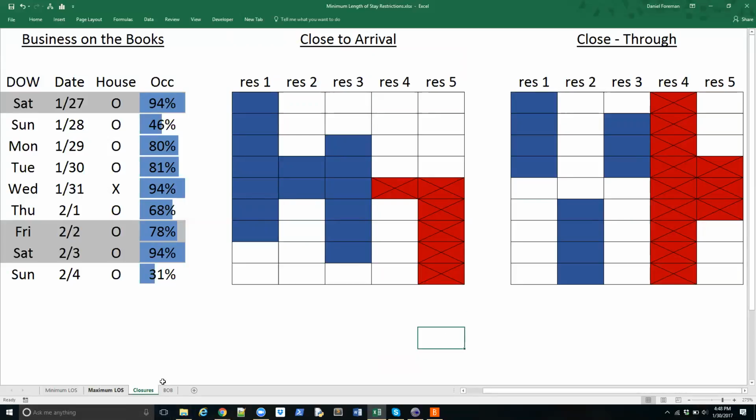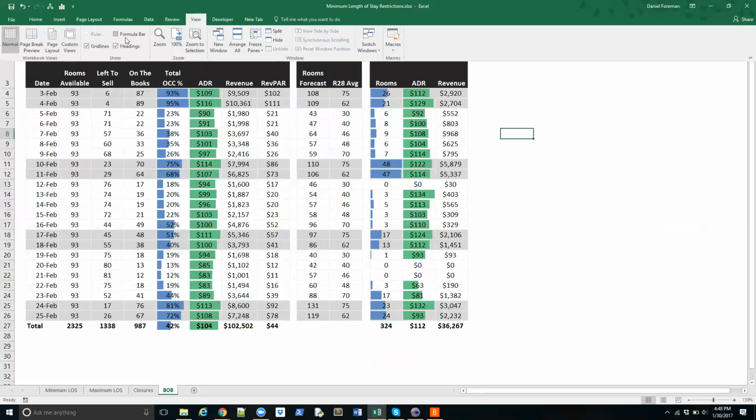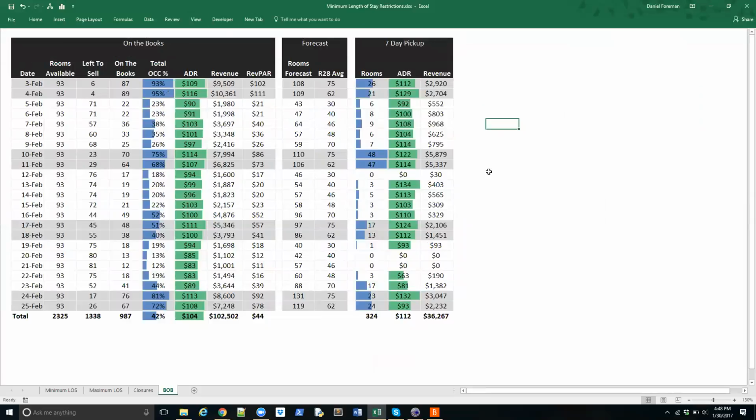So let's take a look at this. This is a real business on the books that I pulled for one of my properties. I'm not going to tell you which one, but I pulled this straight from the portal. So this is the real deal. And I already have some restrictions in place, but I just want to walk through which restrictions you could potentially use here. And really, like I said, about 95% of the time, the minimum lengths of stay are going to cover it. So just a quick rundown. You can see this upcoming weekend is already really strong. We're already very close to the sellout. We're forecast above supply. This is a 93-room hotel.